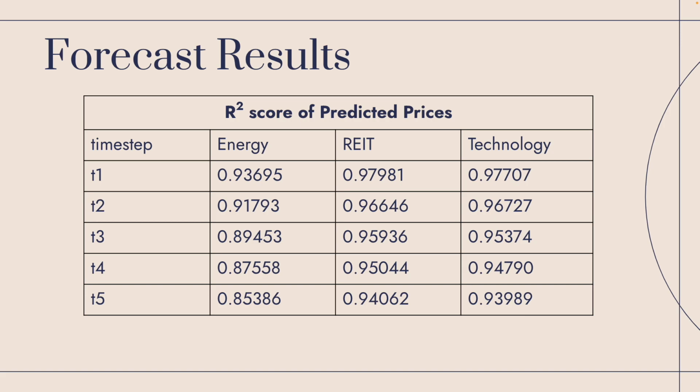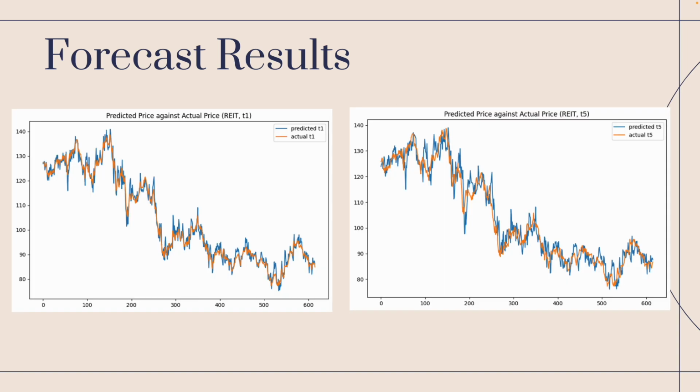Finally, we obtain the forecast results and perform a goodness of fit analysis against the actual price. We observe that, as expected, the accuracy of the price predictions decays with the time extending into the future. Interestingly, energy has a lower R-squared score than the other sectors across all time steps, which may be a result of energy firms' susceptibility to more unpredictable variables, such as both natural and man-made catastrophes.